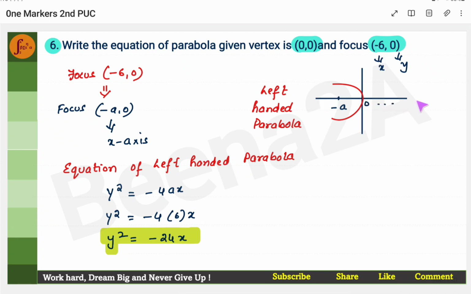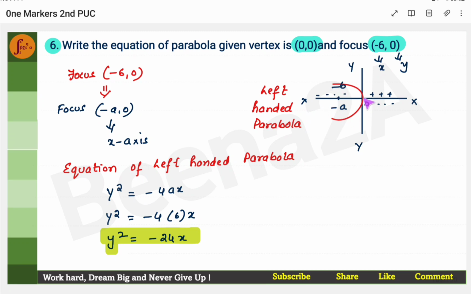This is all positive x. This is all negative side of x, right? Here you have all negative values and here you have all positive values. So, this is where the focus is. What is the value? Minus 6. So, somewhere here, minus 6. Here you have focus. Now, what does this mean? If the focus is here, there is a parabola around it, right? That means it is a left-handed parabola, right?